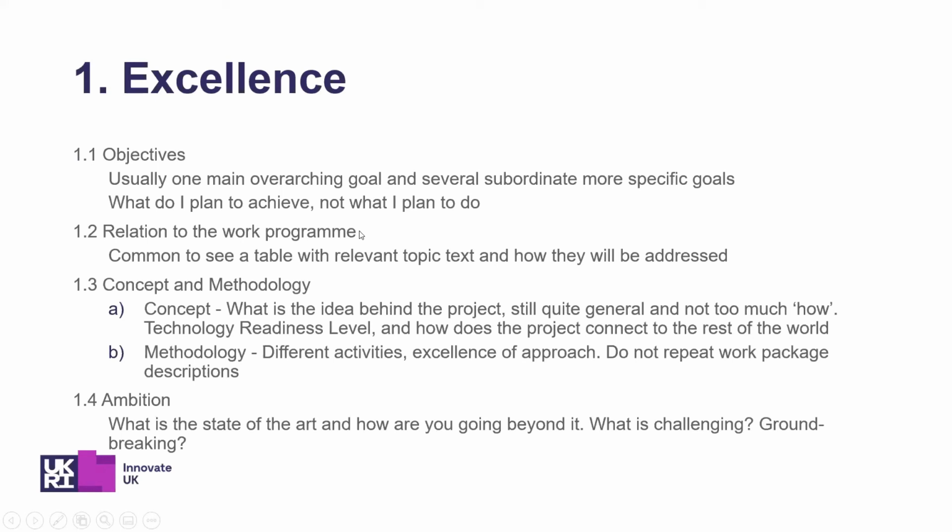Then there's a section called relation to the work program. And here it's quite common to see a table where you would have all of the topic text, or the relevant topic text, parsed out in one column. And then in each row, facing it, you'd have a description of how your proposal is actually addressing that topic text. So when it says, you know, scope must cover this, that, and the other, in your column you would say how you're doing so.